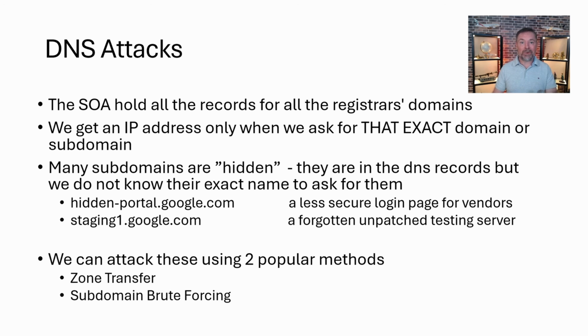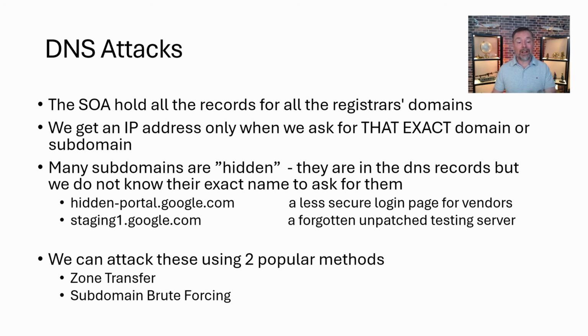So we've talked about SOA. That is the top dog in the DNS servers, the NS servers for a particular registrar. Now, when we go to a DNS server, we only get the IP address we ask for. So if we ask for google.com, we get the IP address of google.com. We don't get any of the subdomains. You have to know the name of the subdomain to ask for that IP address. Many subdomains are hidden. They're in the DNS records if you know how to ask for them, but you can't ask the DNS servers to say, hey, give me everything you have on google.com. It doesn't work that way.